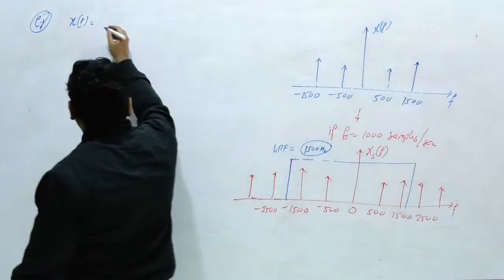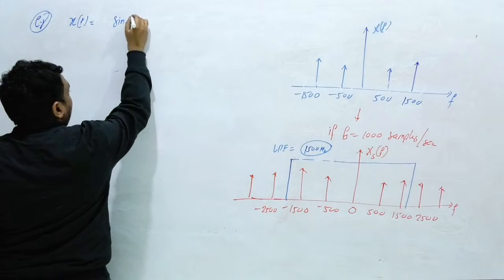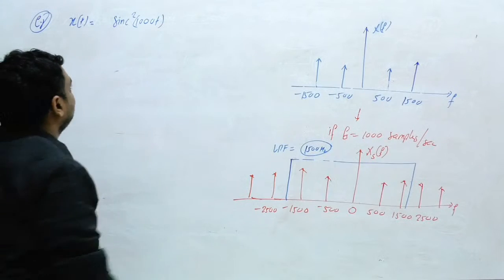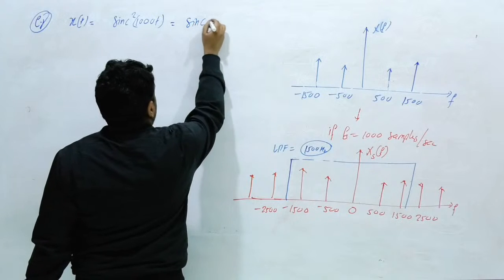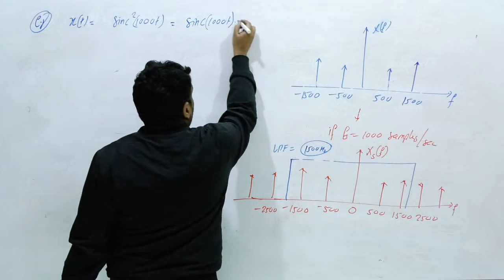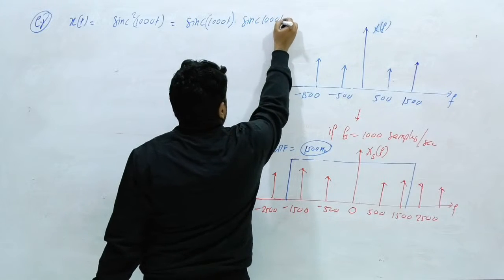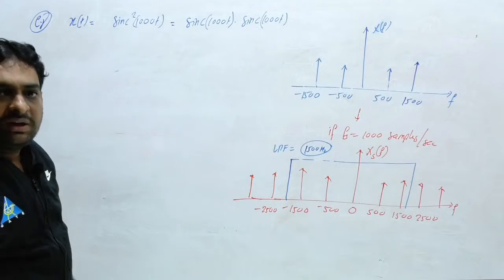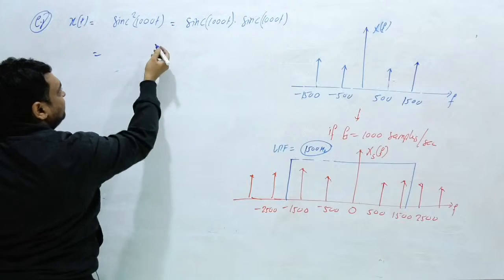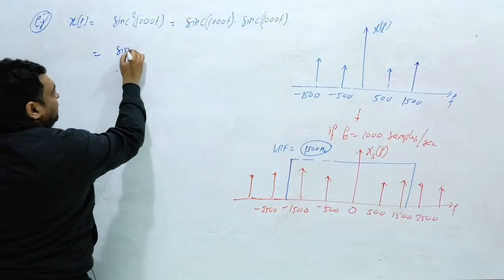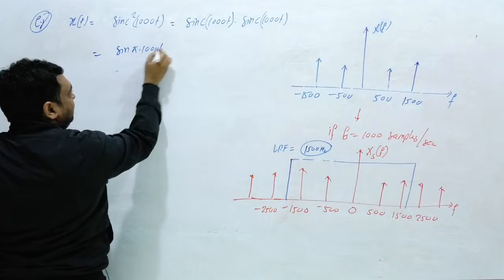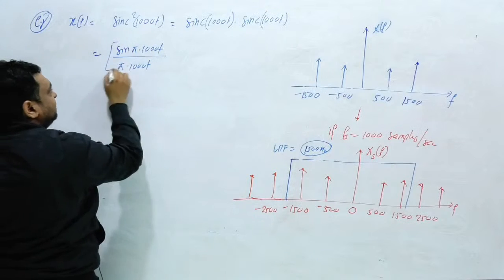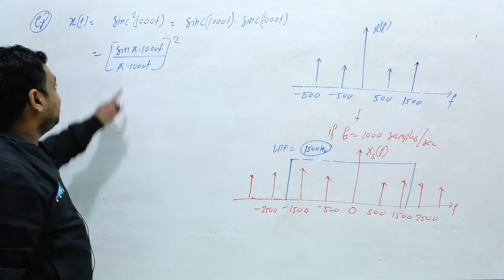Now, suppose sinc square is given, suppose sinc square of 1000 t, like this. How can you solve this? Sinc square you can also write as sinc 1000 t multiplied by sinc 1000 t. Can I write that? If sinc square is given, you can write it this way. Or you can also write sinc as sin of pi into 1000 t divided by pi into 1000 t, and this whole squared.